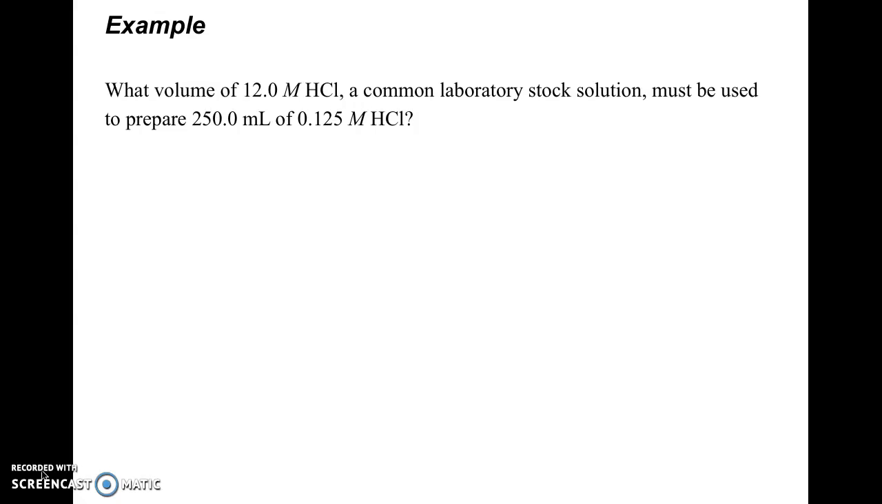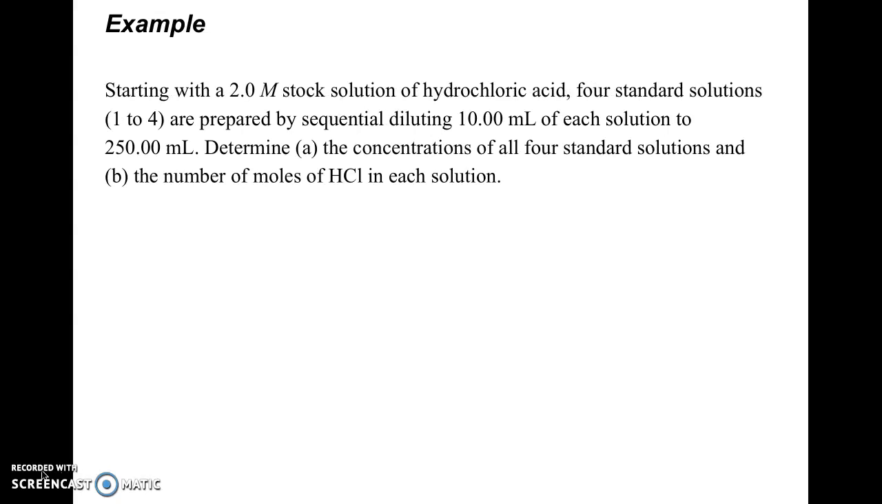So here's another sample problem. You have a 12 molar HCl. This is what is usually considered concentrated HCl. It comes in great big gallon jugs, and you want to use it to make 250 mL of 0.125 molar HCl. So you're going to use that M1V1 equals M2V2. Molarity times the first volume is equal to molarity times the second volume. And like I say, hopefully we can go over that in our Zoom.